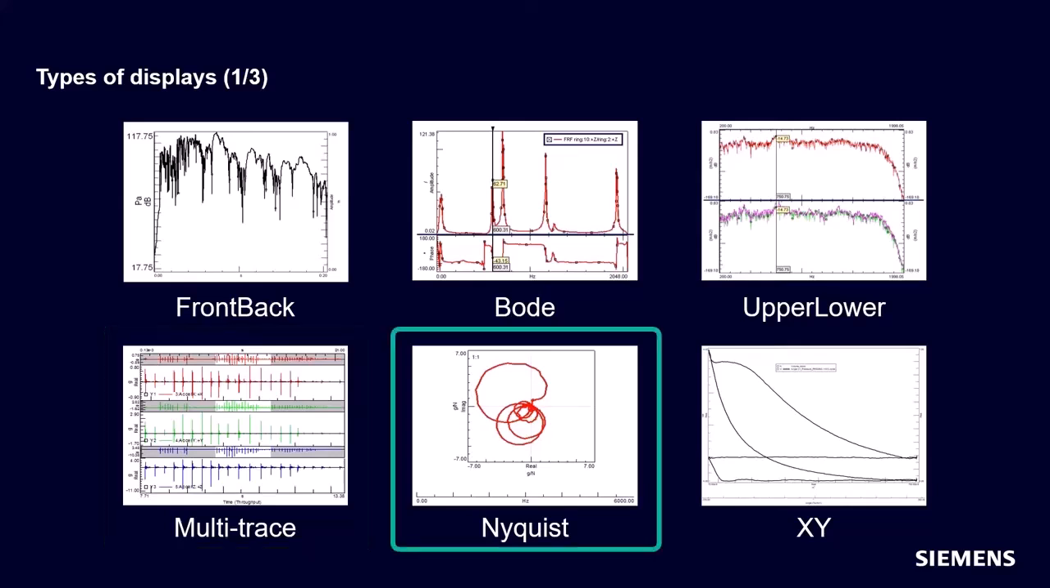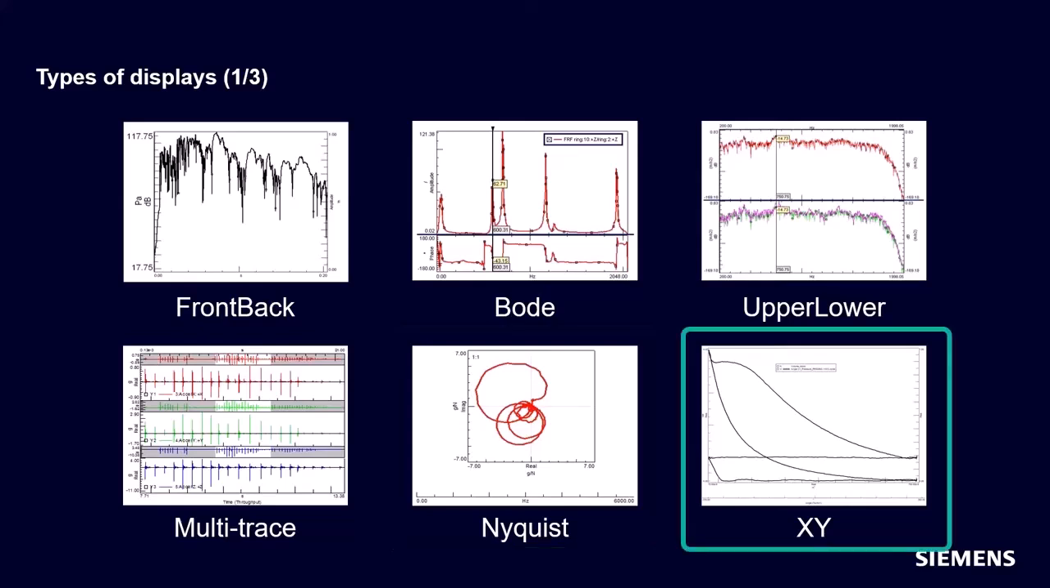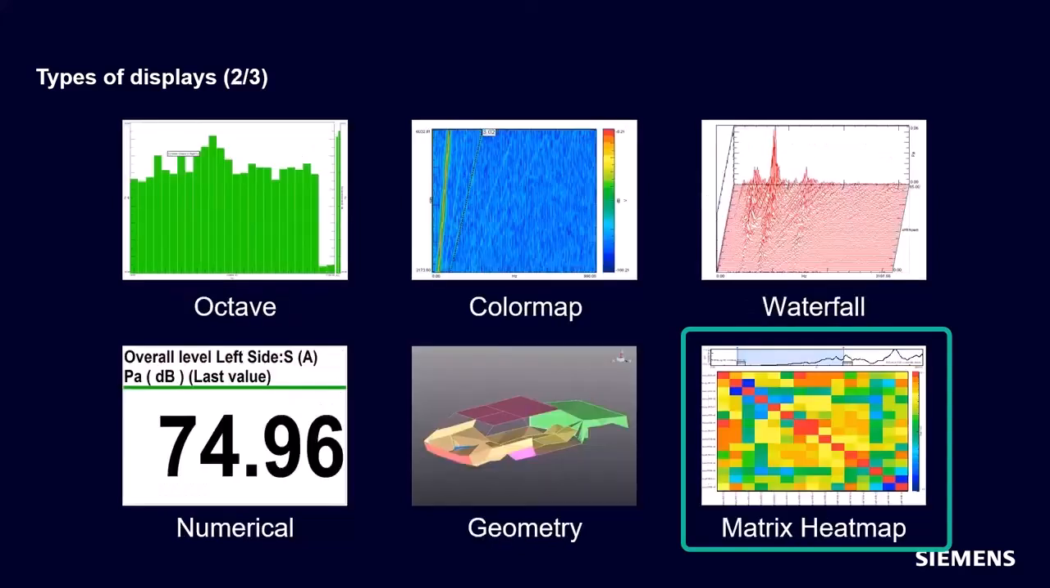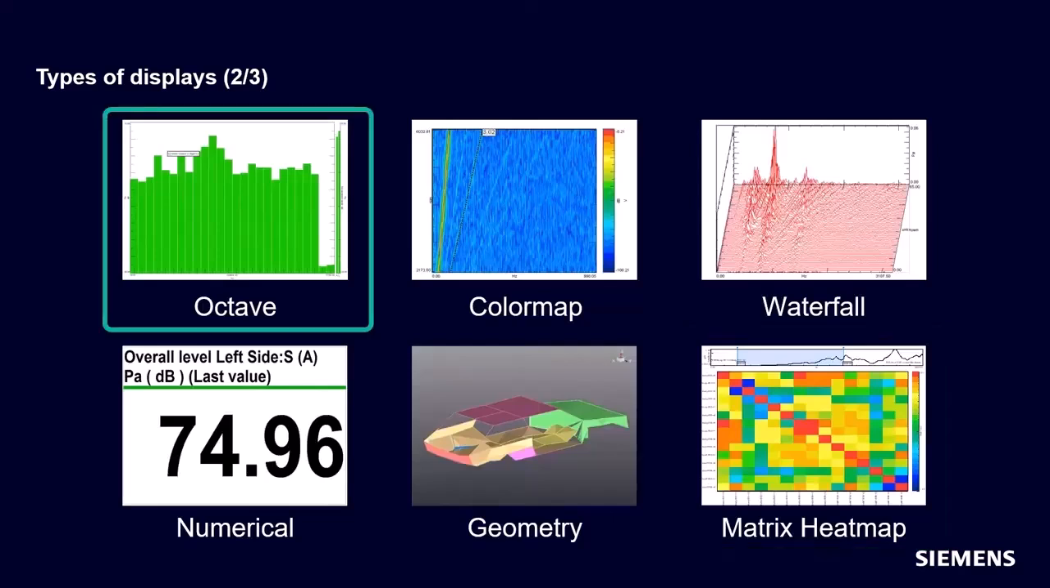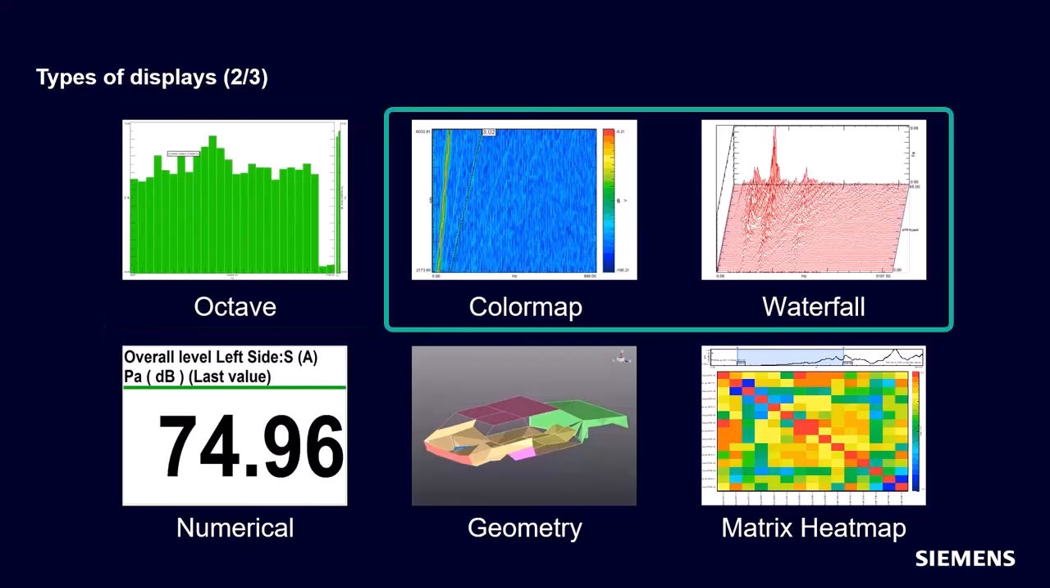Nyquist is also a real versus imaginary plot, but it shows you a rotated view where you would see an FRF and you would see them in actual circles in that format. XY is for things like suspension travel, where you have things varying both with X and Y that isn't a traditional front-back type display. Octave displays specifically for third octave or whole octave. Acoustic data typically. A color map and a waterfall are partner displays.